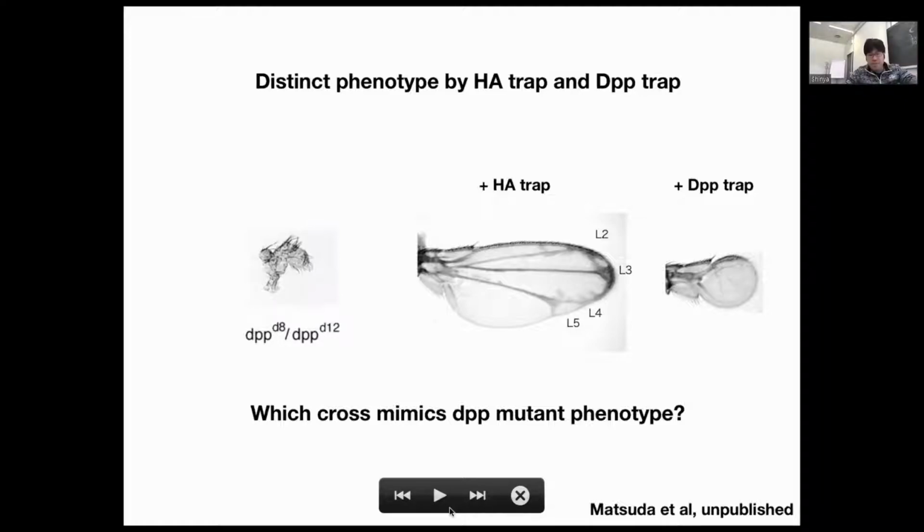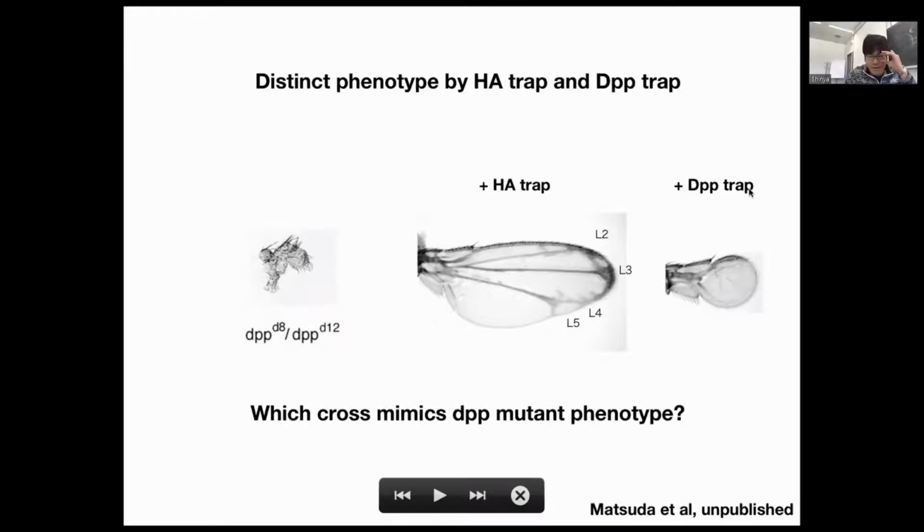So the obvious question: why do you see this difference? Shinya, yes? Maybe you should mention, if you're not a very experienced person looking at wings, you might think that this is much more severe than this phenotype here.